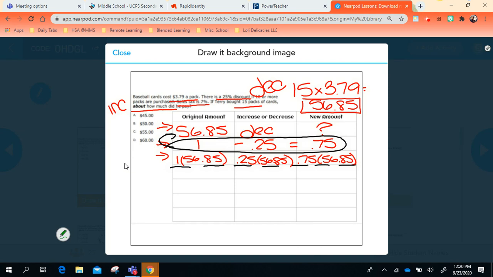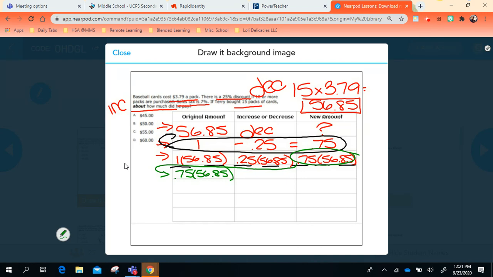What's my new original? Twice. Keep going. 0.75 times 56.85. Perfect. Our new original is 0.75 times 56.85. Sometimes I like to circle it, but then that gets a little crazy in there.